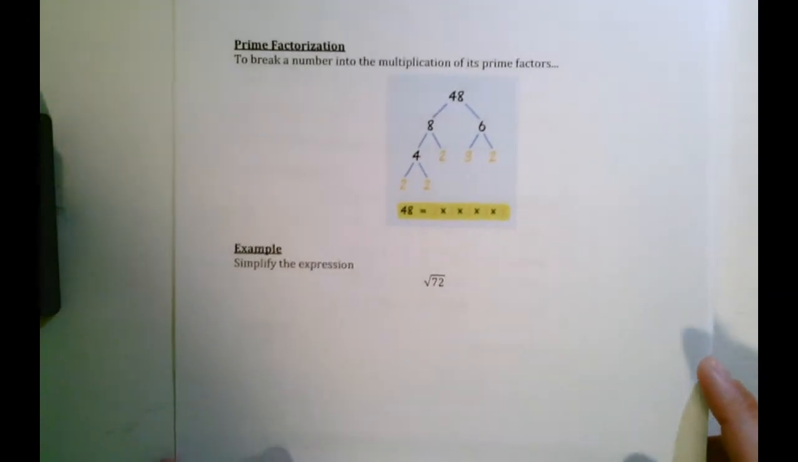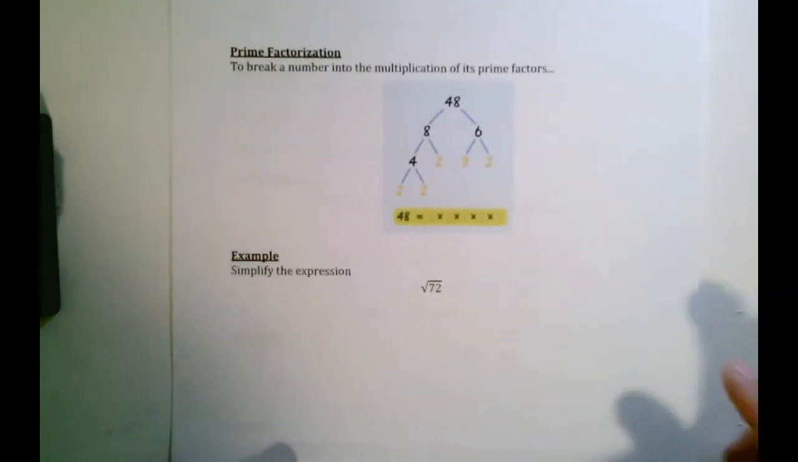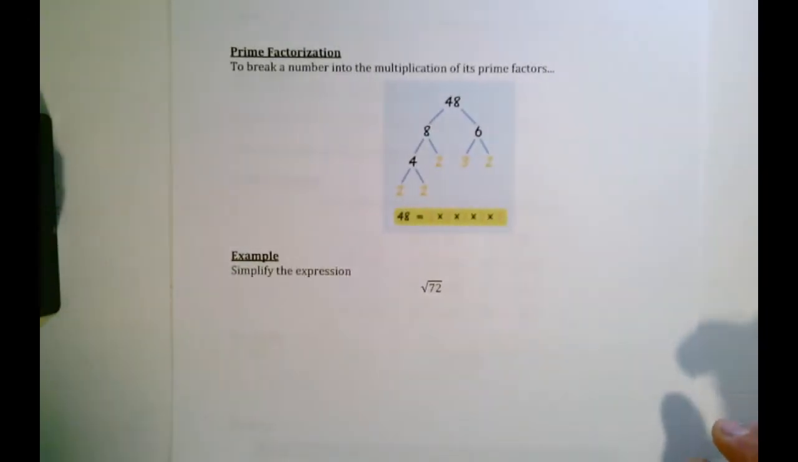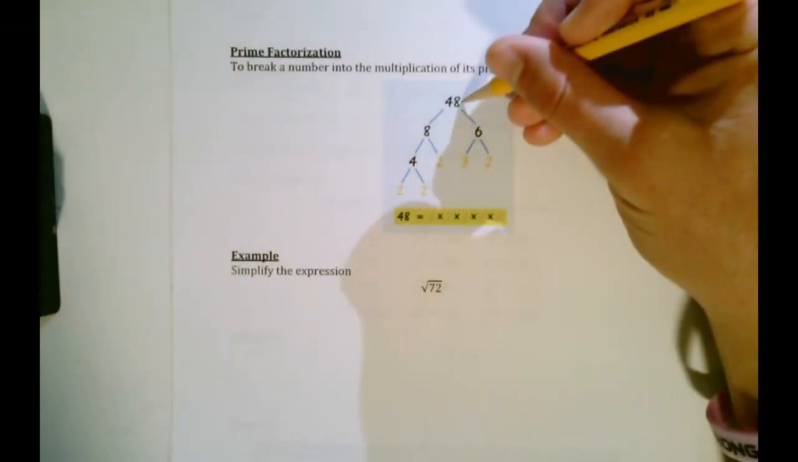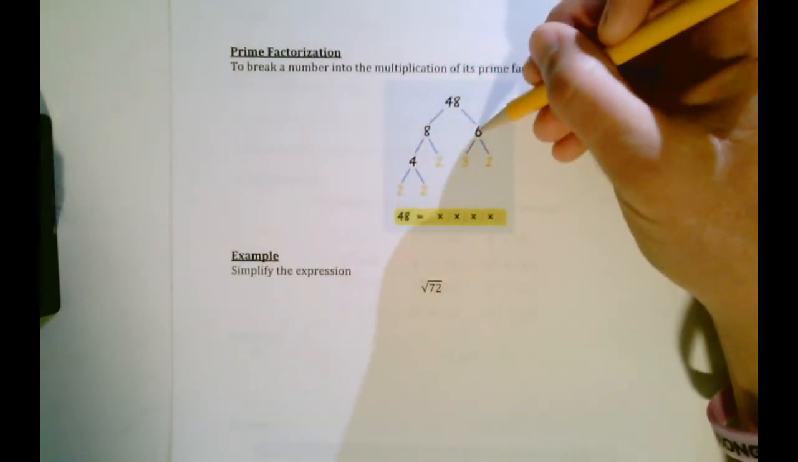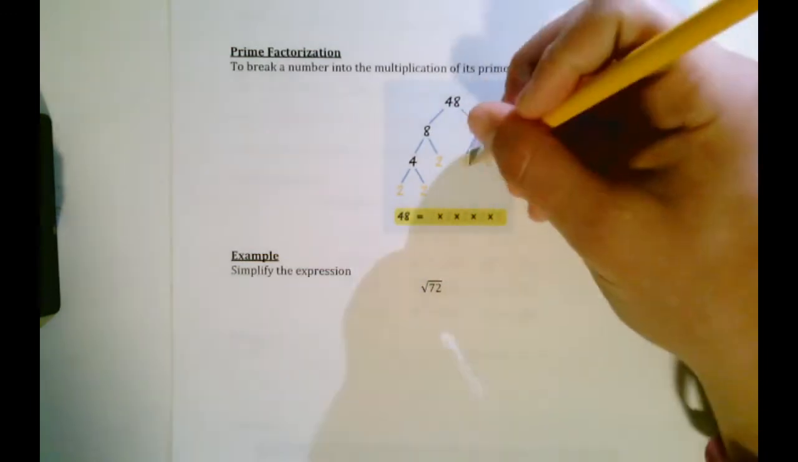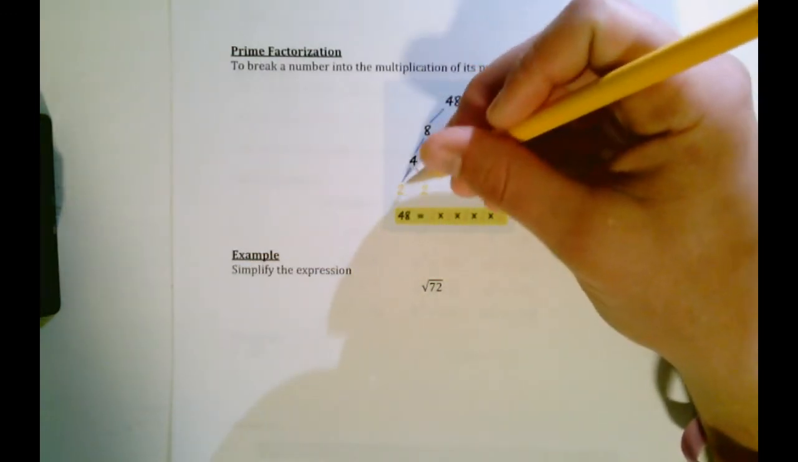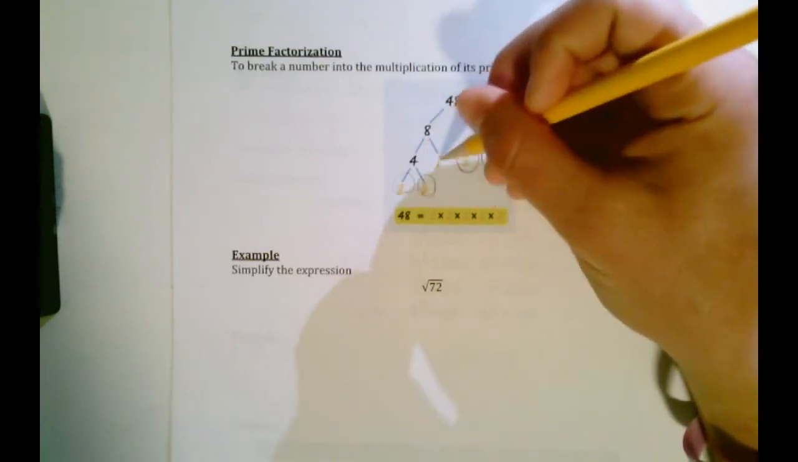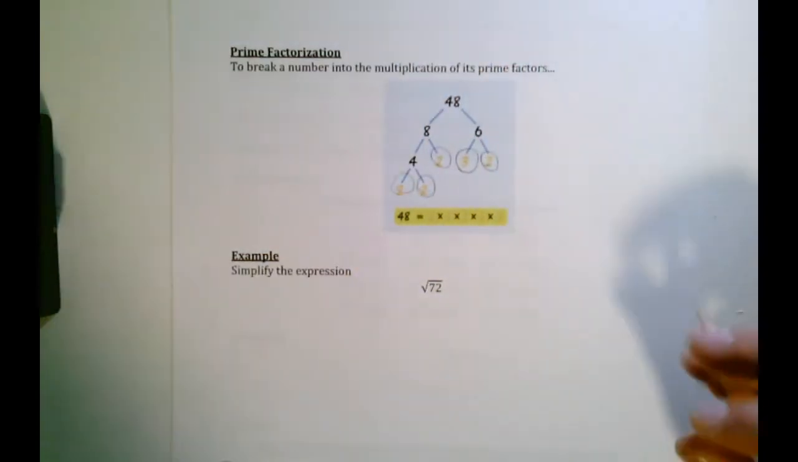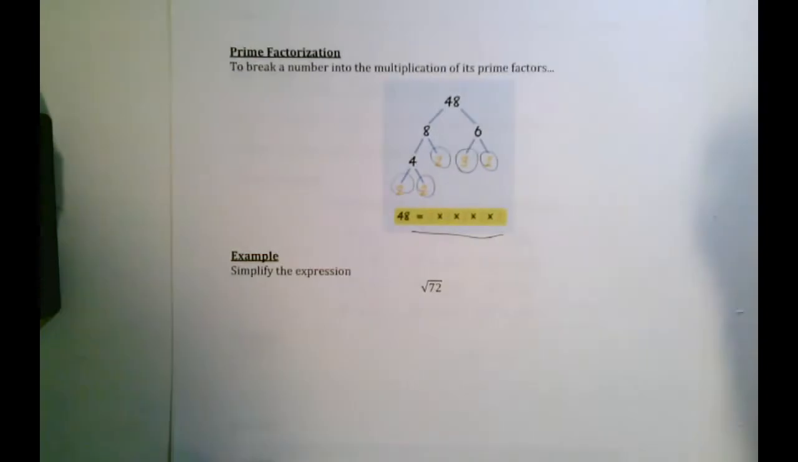This is what we talked about when we started square roots, this idea of prime factorization, right? Breaking a number down to its primes. 48 can be broken down into 8 and 6, 6 broken down to 3 and 2, which are primes. 8 can be broken down into 4 and 2, and 4 can be broken down into 2 and 2, and here's the collection of prime numbers that I could list right here.